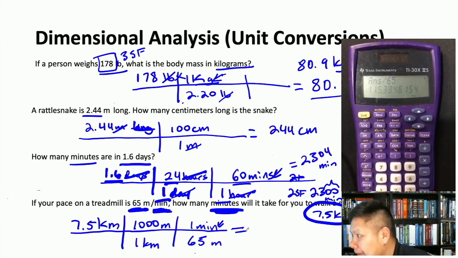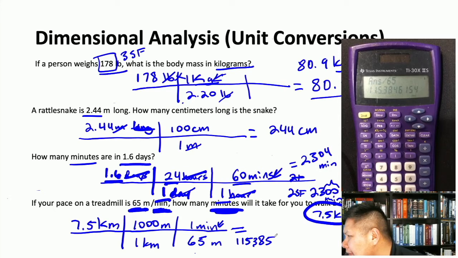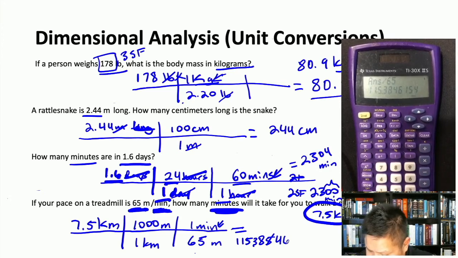And you get the answer on the calculator as 115.3, oops, not 8, 83, 835, and a whole bunch of other numbers. That's not 5, I'm sorry. 4, 6, and some other stuff. But none of those matter. None of those numbers even matter because we're trying to find our significant figures.